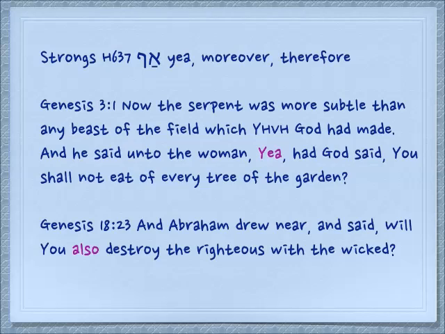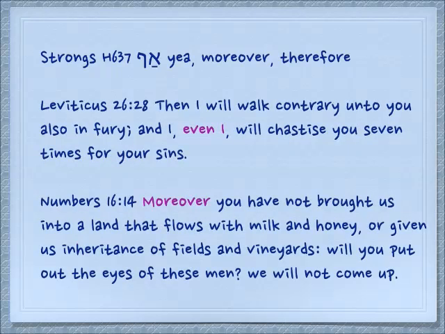Genesis 18:23, and Abraham drew near and said, will you also destroy the righteous with the wicked? From Leviticus 26:28, then I will walk contrary unto you, also in fury. I, even I, will chastise you seven times for your sins.